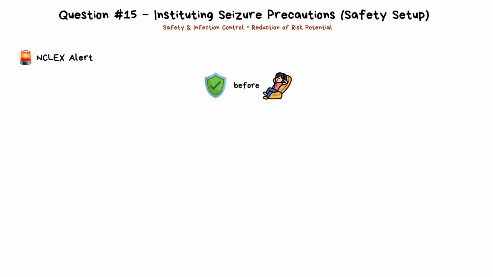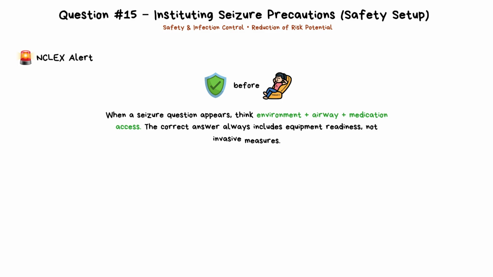Here's your NCLEX alert. Always think safety before comfort. When you see a seizure question, focus on the environment, airway readiness, and IV access. That's the NCLEX formula for safety-based prioritization.